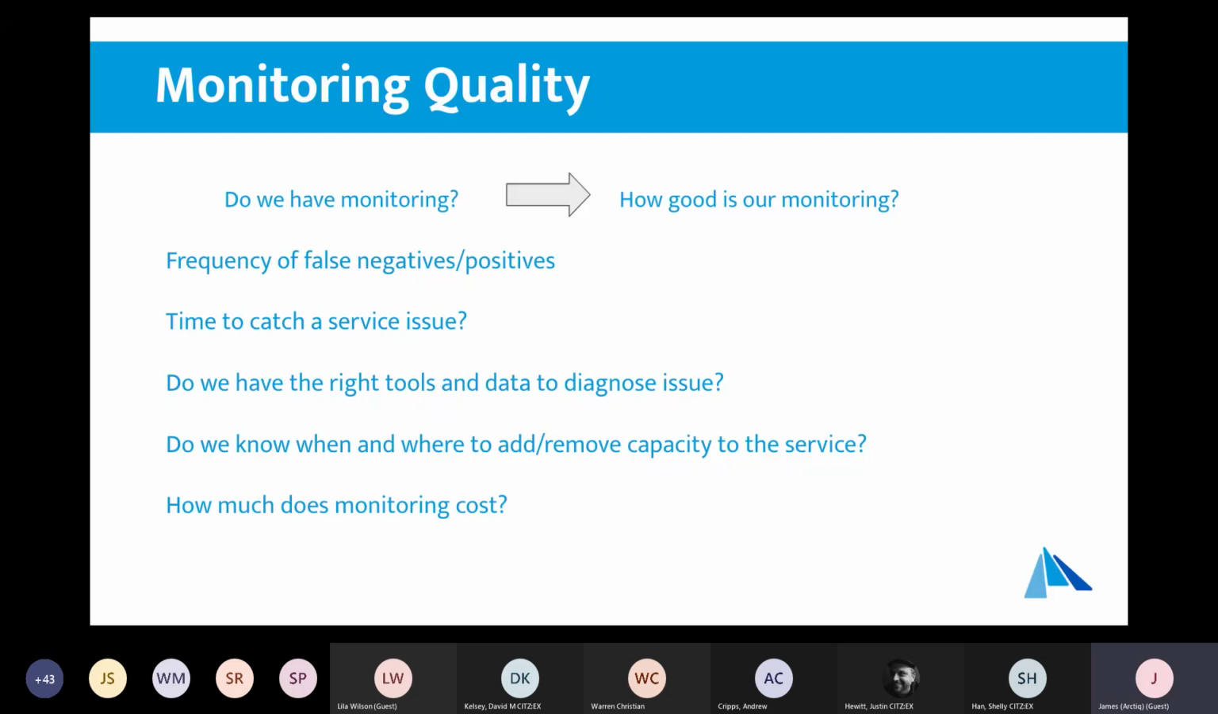Other aspects are the time to catch a service issue. Do we have the right tools and data that when we do have an issue, we can track down what's happening? Do we know when and where we need to add capacity to our system? And how much does monitoring cost? Monitoring isn't free. There's usually a cost, not just in software licenses, but also in the resources spent to offer up that monitoring.